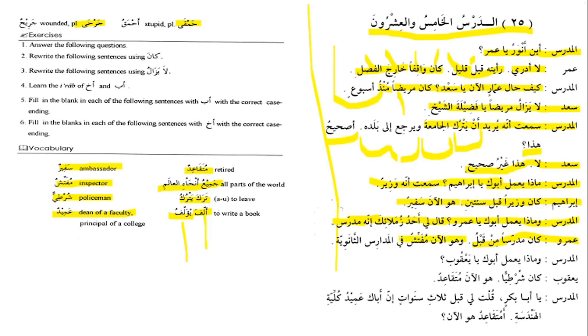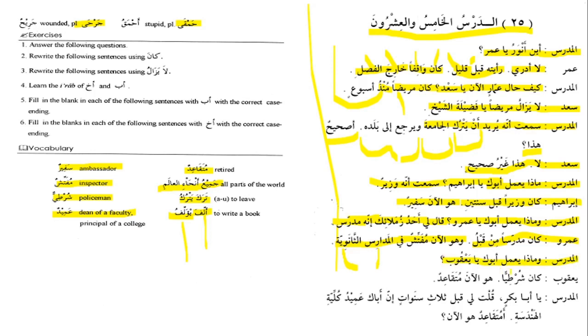Wa huwa al-an mufattishun fil madarisi as-sanawiyah. And he is now mufattish, he is now inspector. Fil madarisi, in schools, as-sanawiyah. He is now an inspector in secondary schools. Madaris. Al-Mudarris says, وَمَاذَا يَعْمَلُ أَبُوكَ يَا يَعْقُوب?